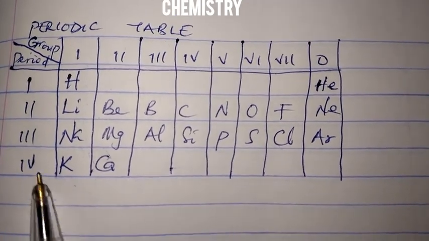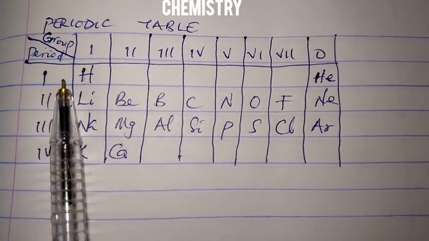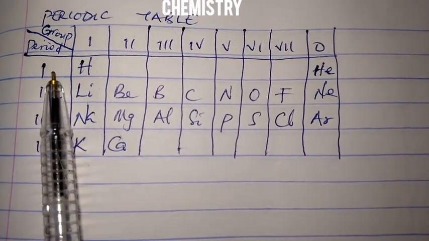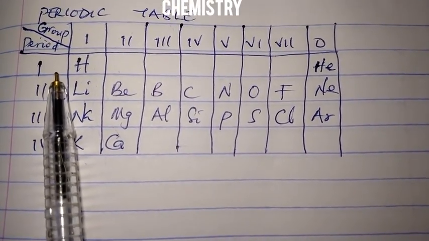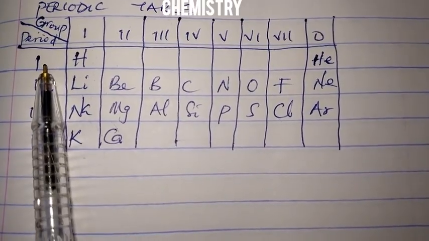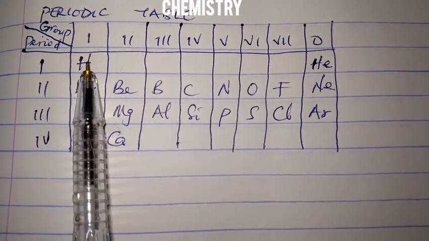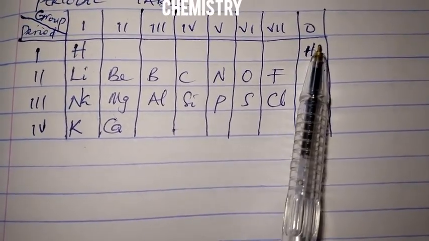So what is now the implication for this? What's the significance of period 1? When I say an element is in period 1, what do I mean by that? It means that element has only one shell. That is, hydrogen has only one shell, helium has only one shell.